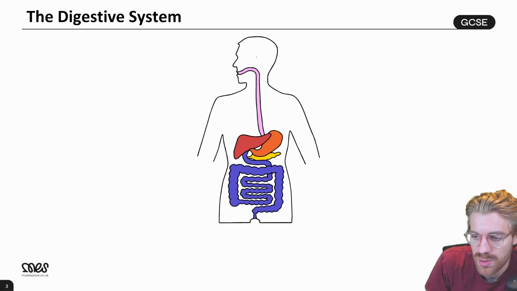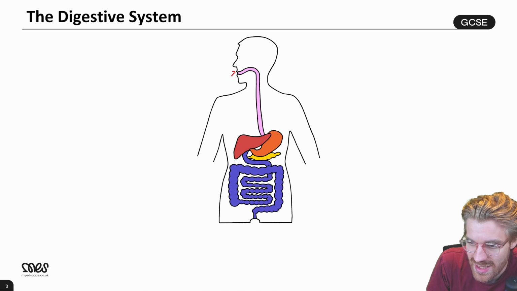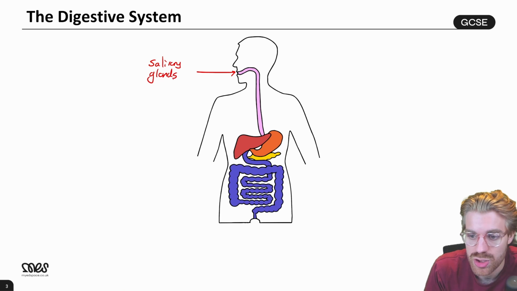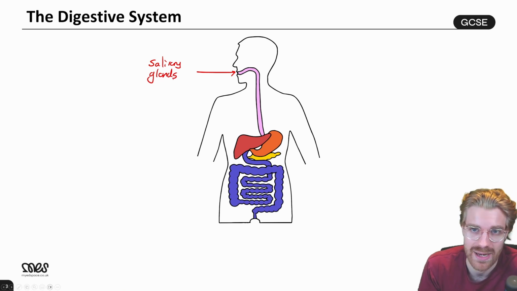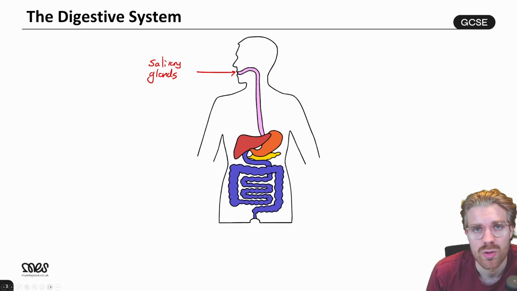We're going to start up at the top by the mouth, and specifically in the mouth, we have the salivary glands. Now the salivary glands are going to produce saliva, and within the saliva is going to be the enzyme amylase. We're going to talk more about enzymes in a minute. The mouth also has a role in mechanical digestion, where it breaks down the food particles into smaller pieces, which increases the surface area so the enzymes can work faster.